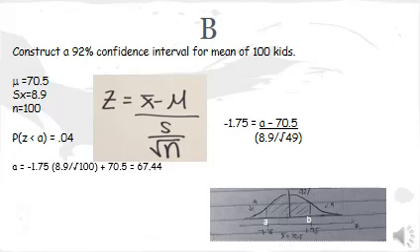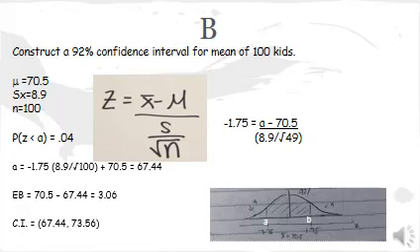We can also use point A's information to find out the error bound by subtracting it from the mean to get 3.06. By adding 3.06 to the mean, we will find out point B's answer on the right side being 73.56. Now we have concluded the confidence interval with the answer shown at the bottom.